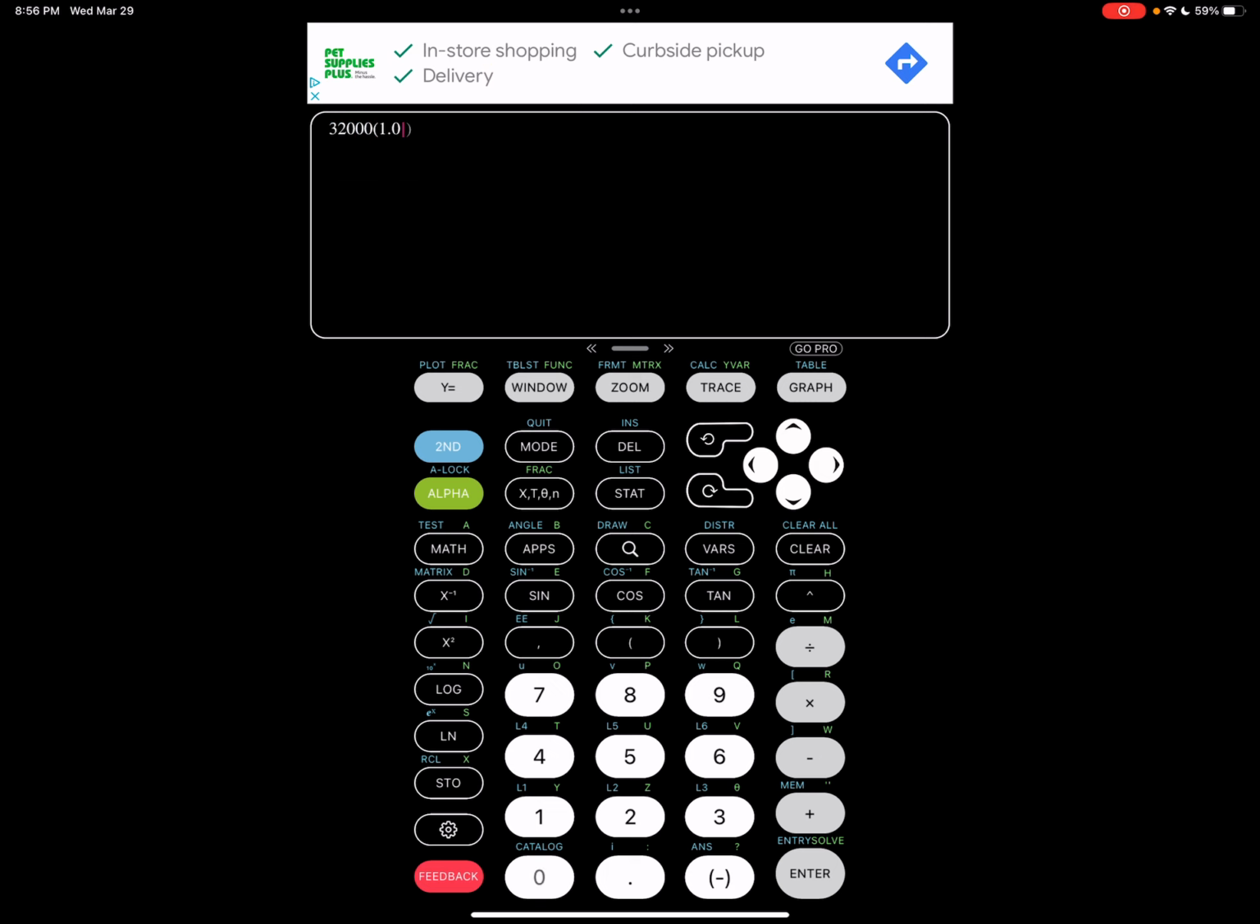32,000 times 1.0373 to the 10. Calculate. So I get about $46,152. Look, you can put the 34 cents there. Who cares? It's fine. I'm going to just round to the nearest whole dollar.